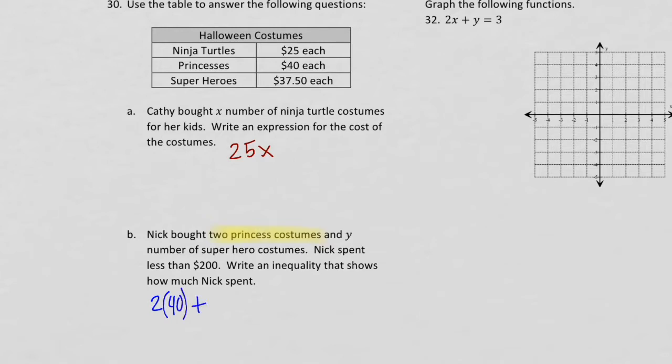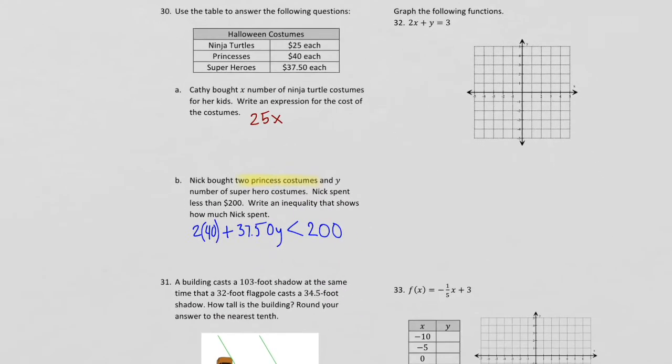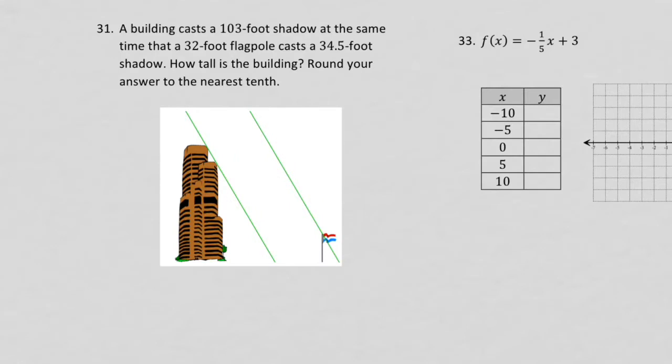But on top of that, Y number of superhero costumes. Superheroes are $37.50 each, so $37.50 times Y. He spent less than $200. So the total between the 2 princess costumes and the Y superhero costumes is less than $200. There's the inequality.